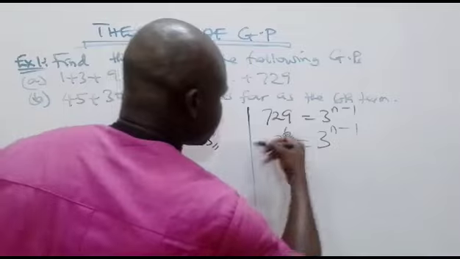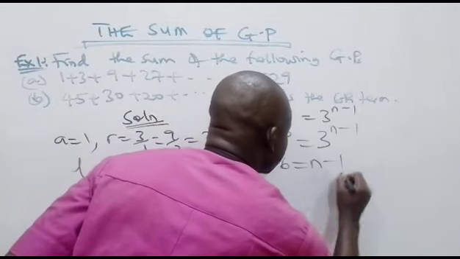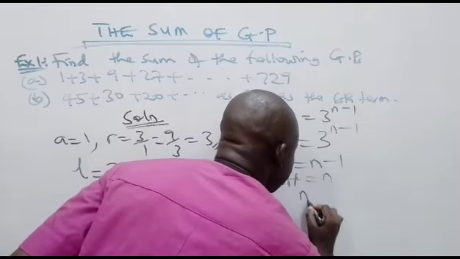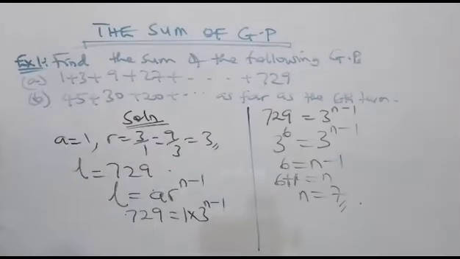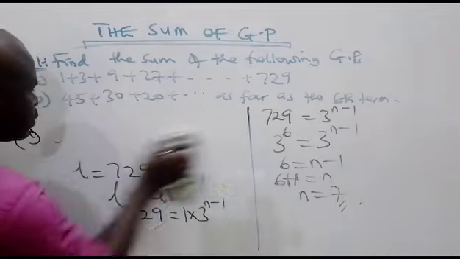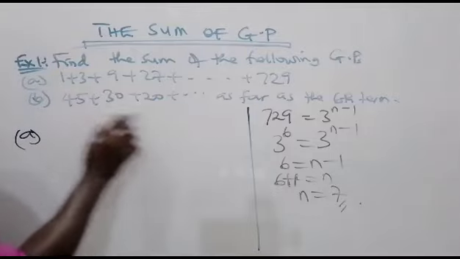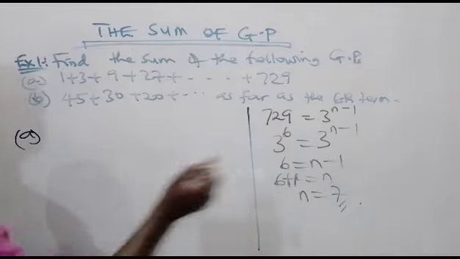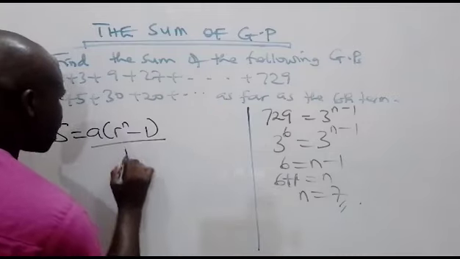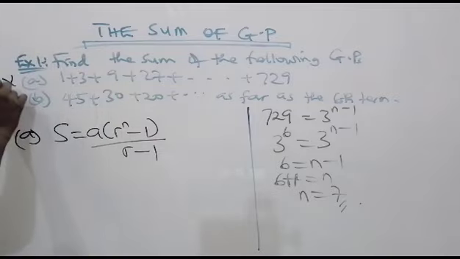The bases are equal, so we equate the powers. We have 6 is equal to n minus 1. Then 6 plus 1 is equal to n, so n is equal to 7. So we now know the number of terms in that sequence. If the number of terms in the sequence is 7, then we can go ahead and find the sum of the first question. In this case, what is the value of R? R is greater than 1. So the sum will be A into bracket R^n minus 1 all over R minus 1. That's the formula that we're going to apply in this first question.